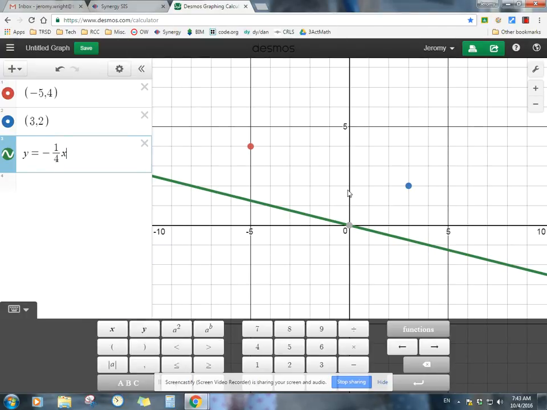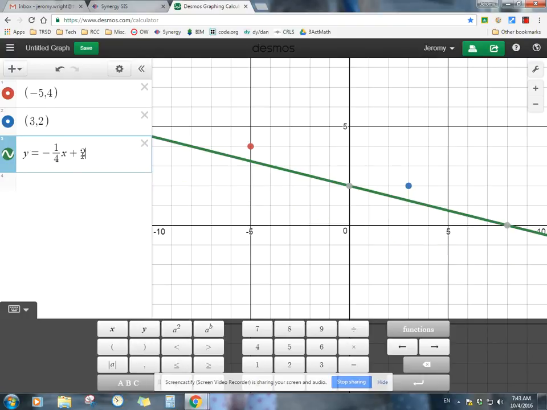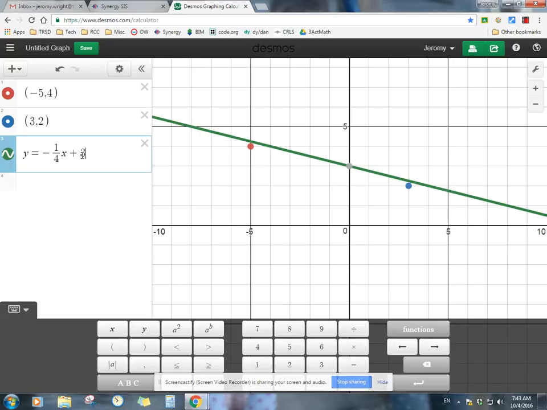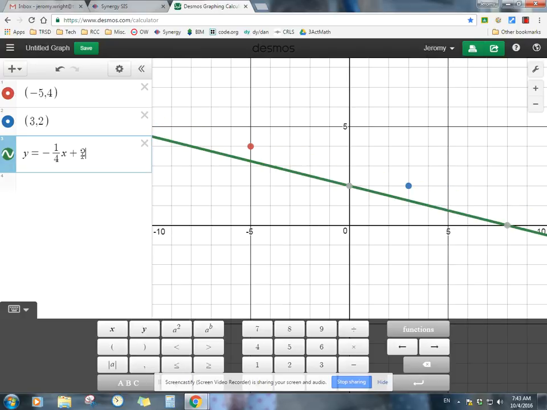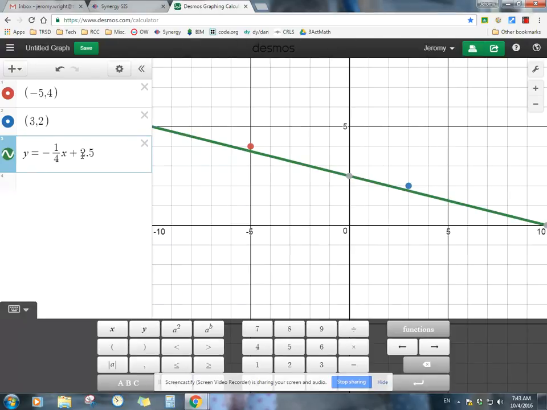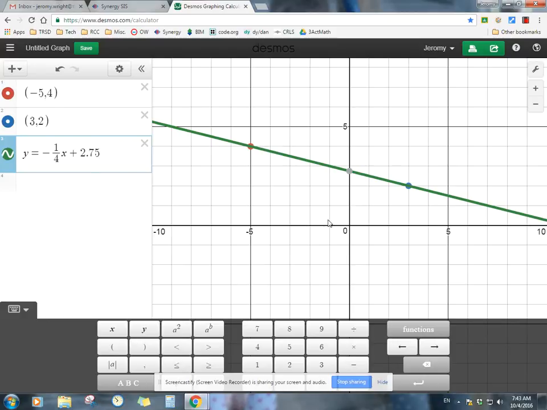Well, there's 1, there's 2, so somewhere between 2 and 3. If I put plus 2, it moves it up. If I put plus 3, that's too high. I could start out 2.5. That's not it. 2.75 maybe, 2 3/4. And that is the appropriate y-intercept. So now I've got a line that passes through the points.